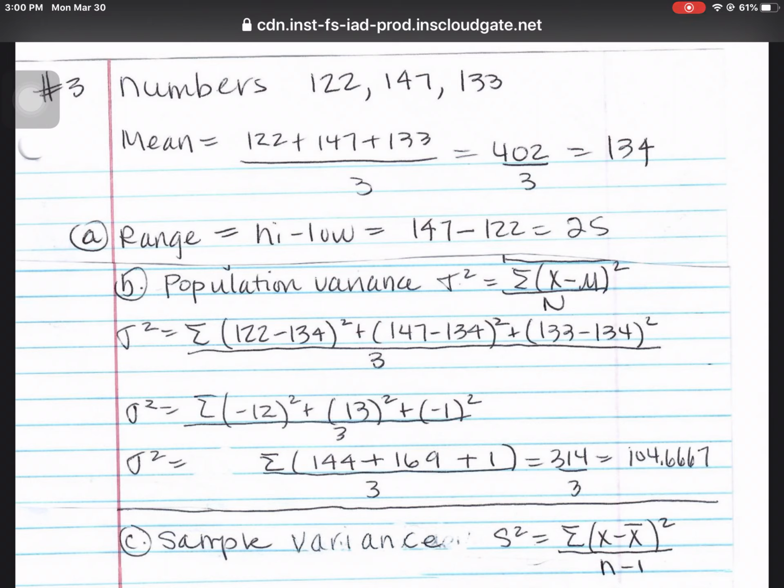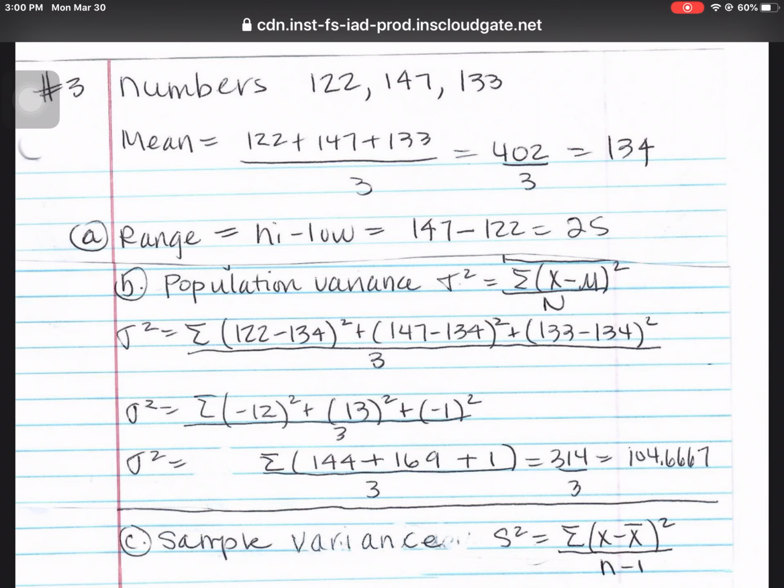After you do the parentheses, you square, which means times itself. Remember that a negative times a negative equals a positive. 12 times 12 is 144. 13 times 13 is 169. 1 times 1 is 1.